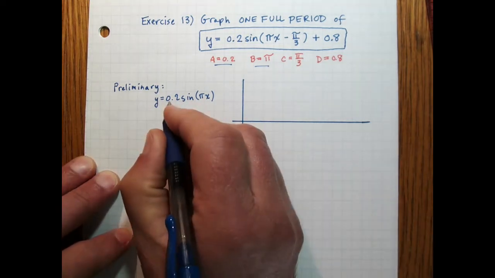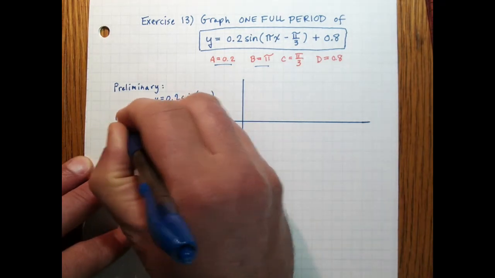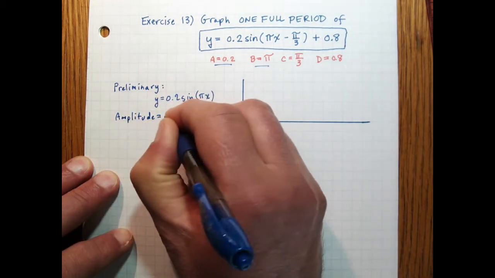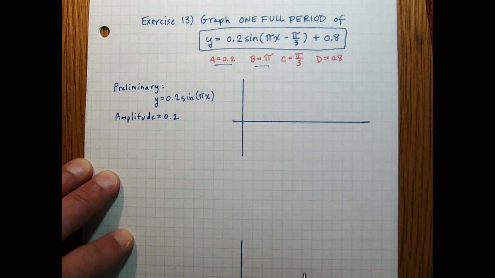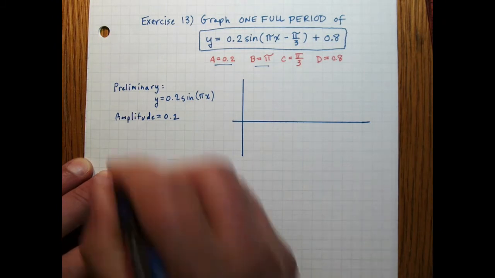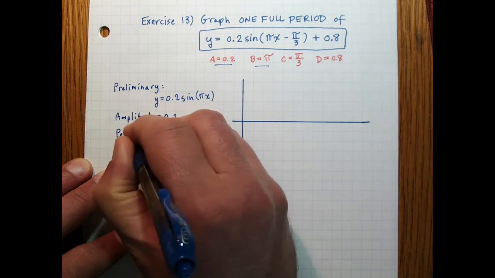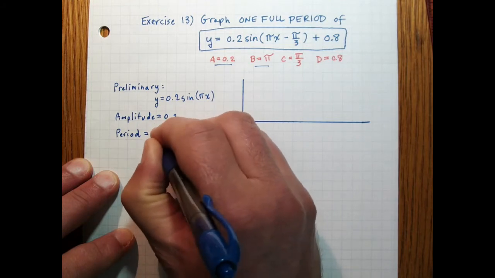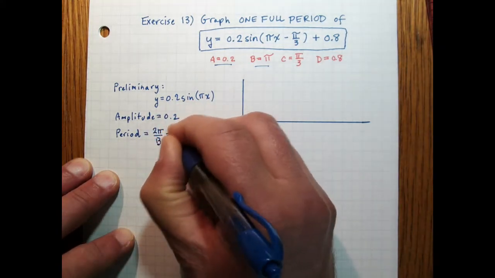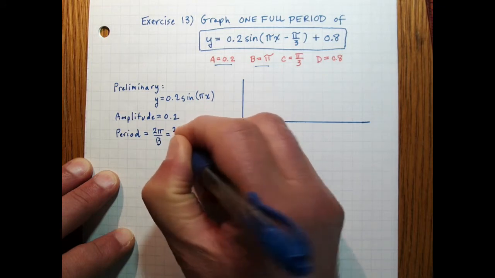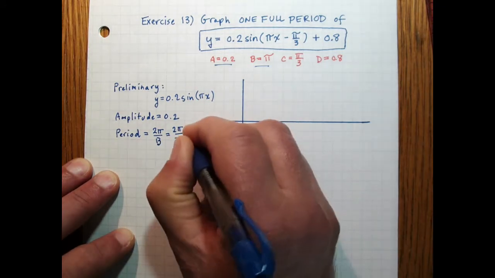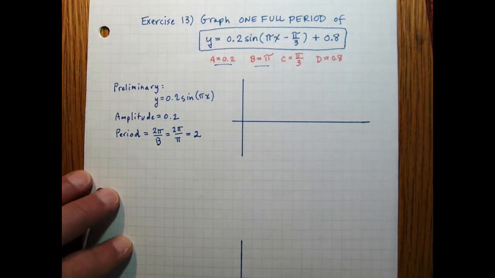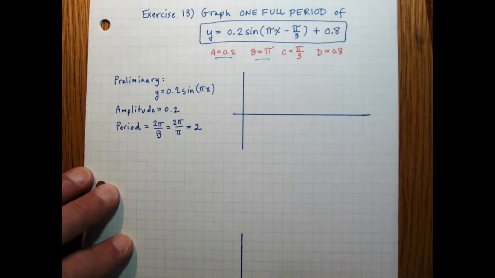So for this preliminary graph, the amplitude is equal to 0.2. That's the absolute value of a here. Here a is positive. And the period is 2 pi over b. I'll use our 2 pi over b formula. So that's 2 pi over pi. So the period is exactly 2 units. Notice that pi has dropped out, so I won't be labeling pi on my x-axis.